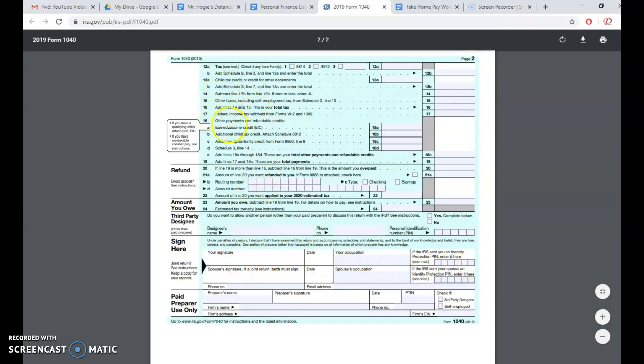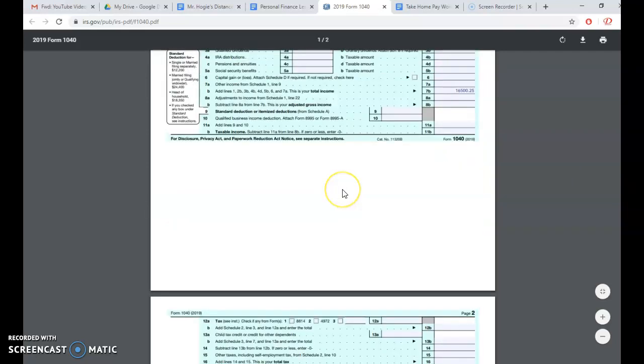And then this stuff here is also you looking at your W-2 form and putting things in. So that's all I need to show you on that one.